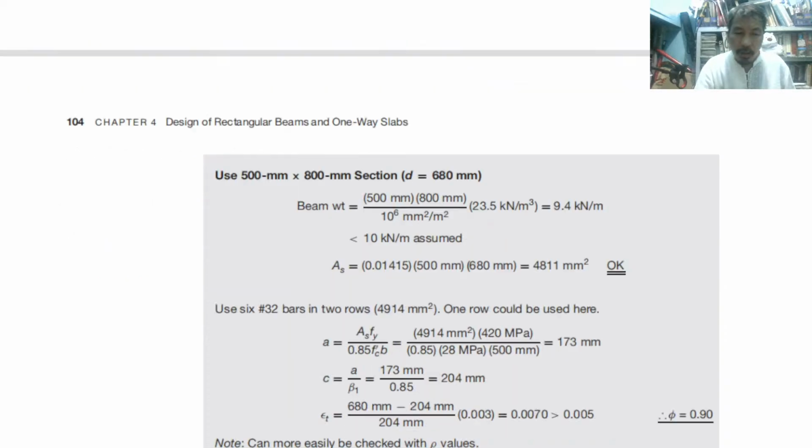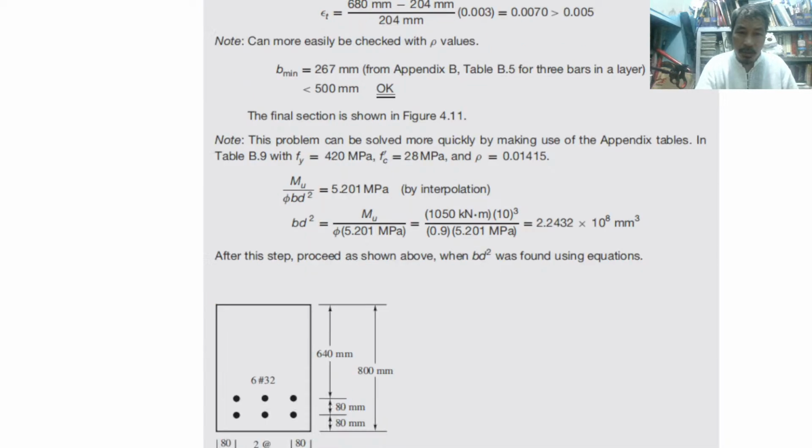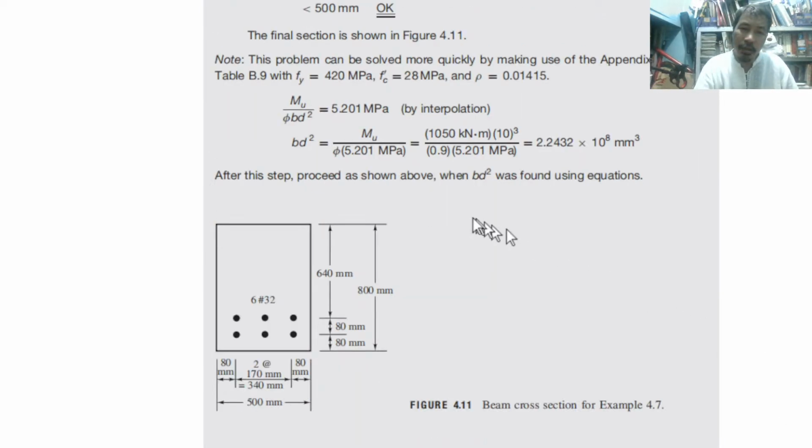So therefore, using a different alternative method, we have the same answer. So since we have the same answer, we will not continue. It will give us the same answer. Okay, different method. Okay, so therefore, you can have this type of arrangement using 6 pieces of number 32 bars.